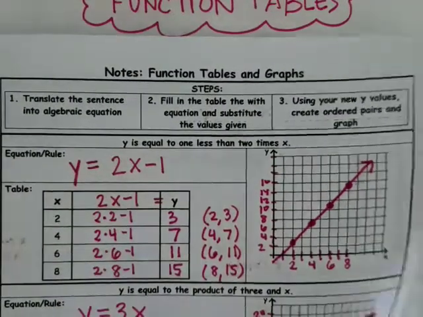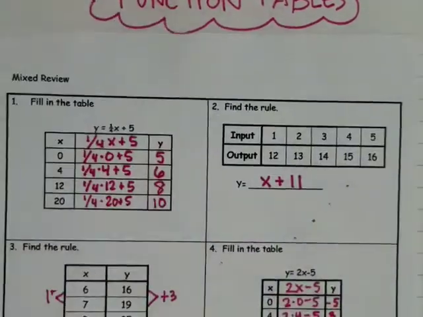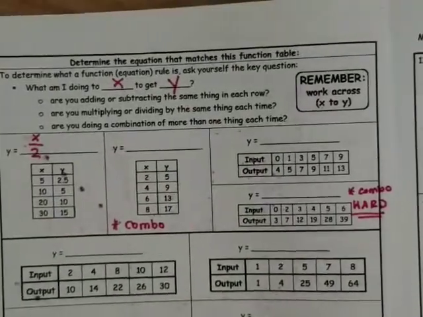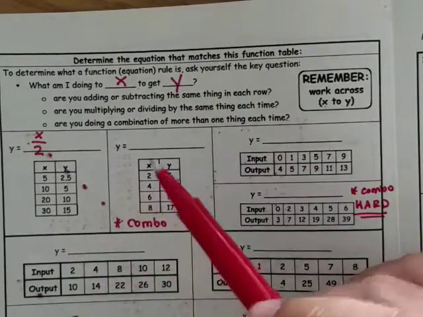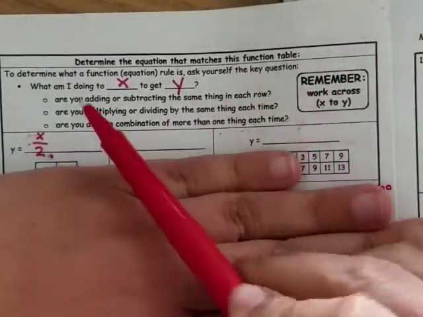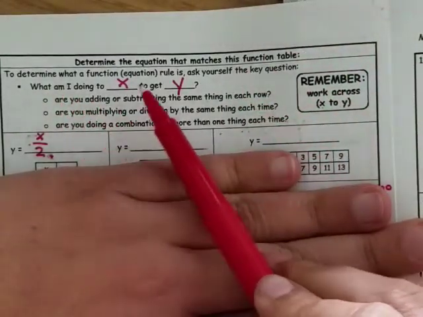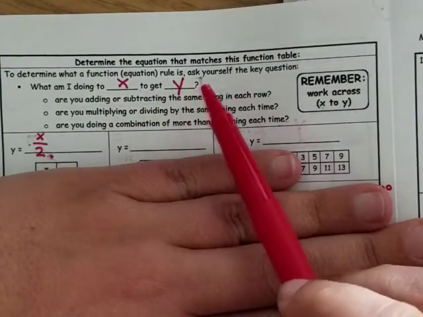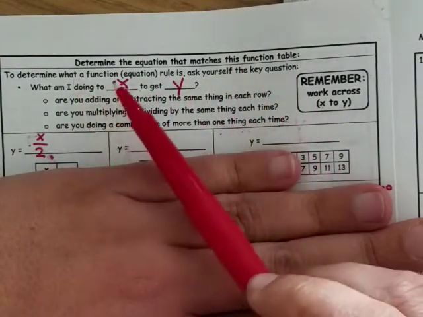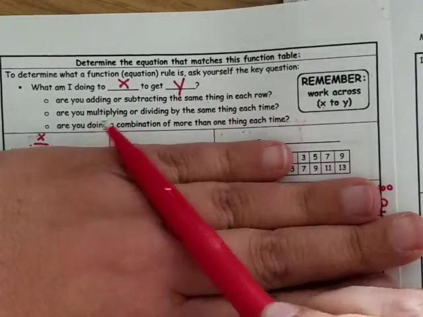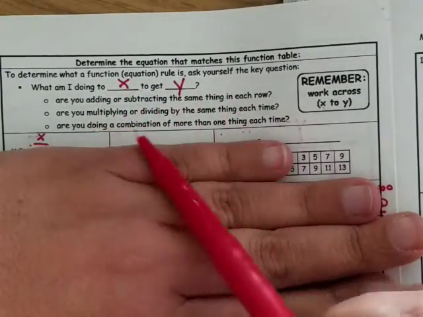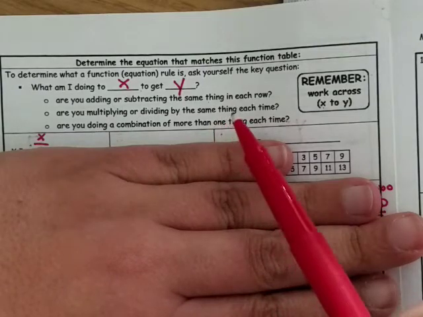What we're going to now do is go to the inside where there's a little bit more to it. So now we actually have to determine the equation that matches the table. To determine what the function equation rule is, you have to ask yourself: what am I doing to x to get to y? Are you adding or subtracting? Are you multiplying or dividing? Or are you doing a combination of more than just one thing?